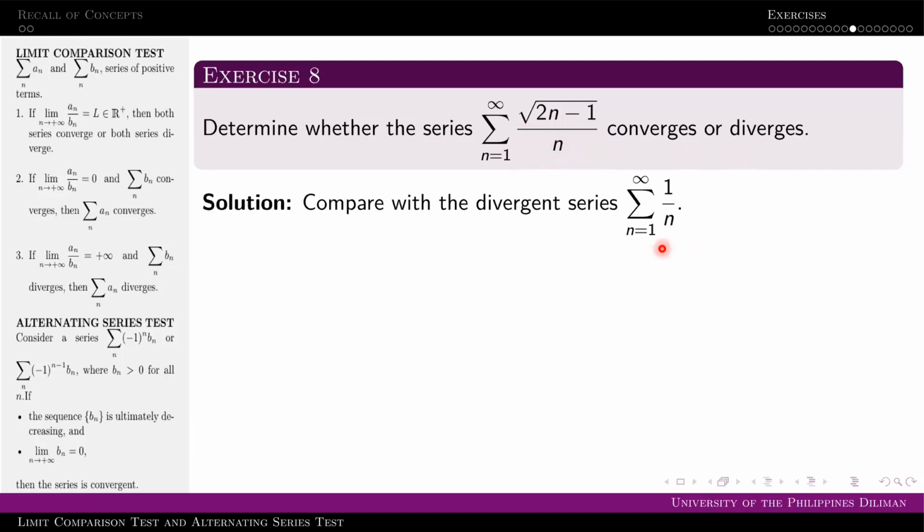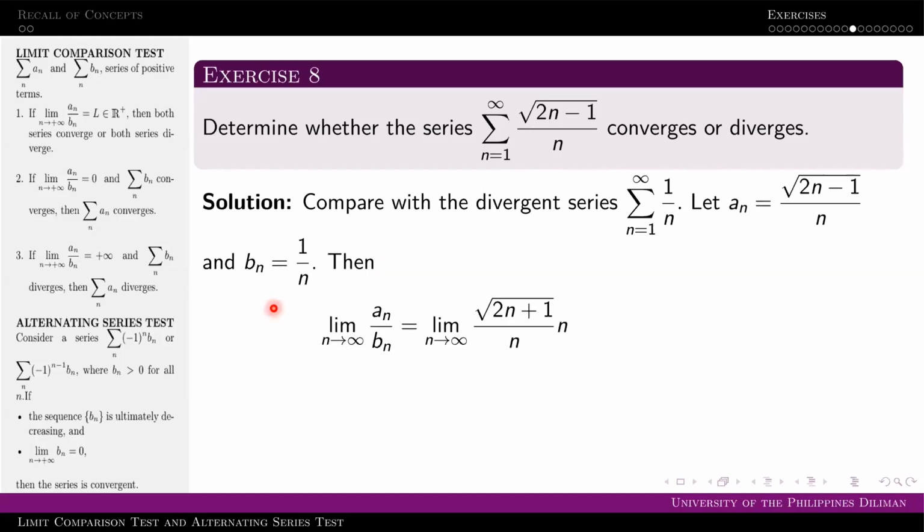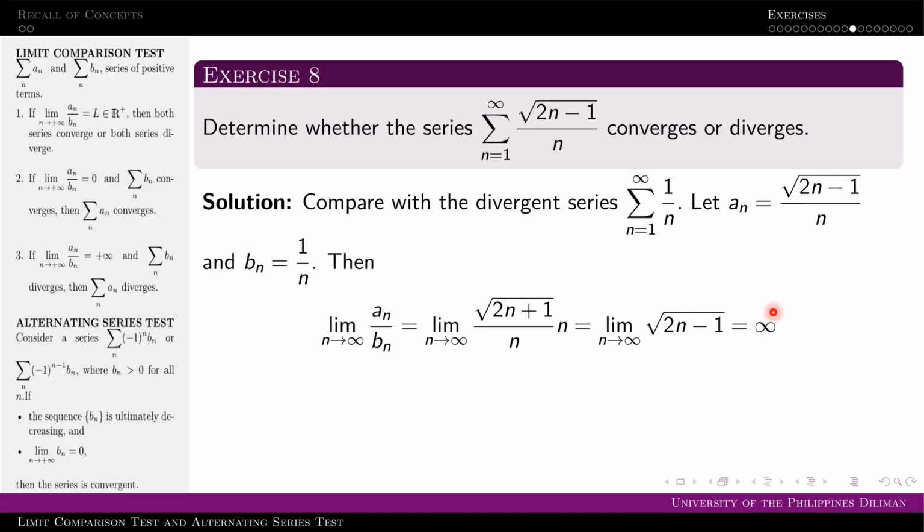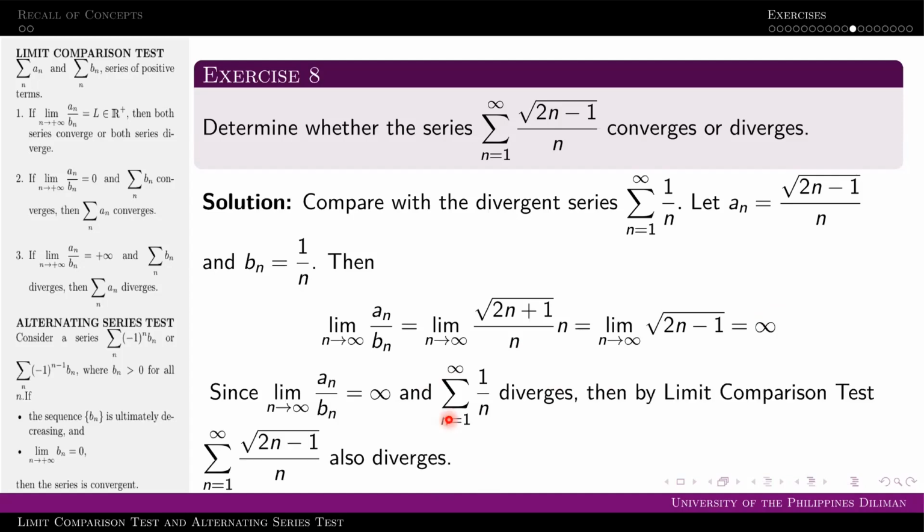So if we set the series for comparison to be the harmonic series, we set an to be this, and bn is our 1 over n. Now, when we take the limit of an over bn as n approaches infinity, the n will cancel out and what remains is the limit as n approaches infinity of square root of 2n minus 1, which we know becomes infinity. So it increases without bounds. So our limit is equal to infinity and we're comparing with a divergent series, and therefore, by limit comparison test, our original series also diverges.